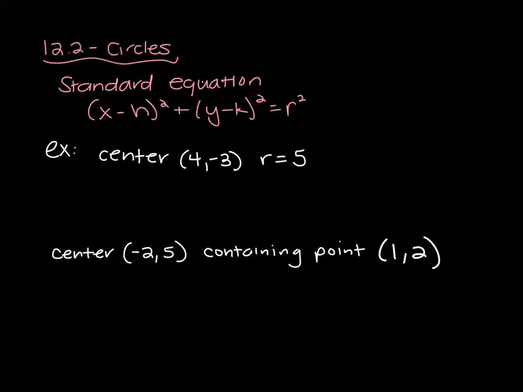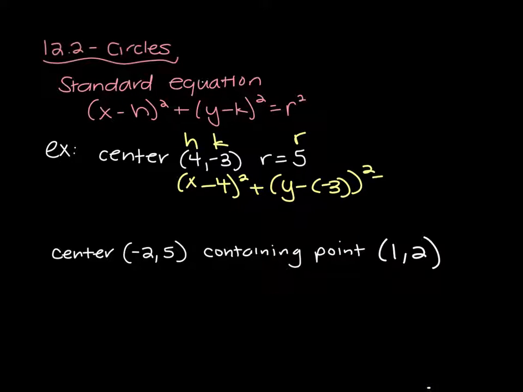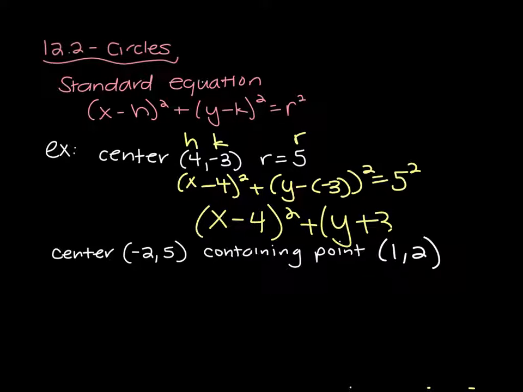So for the first one, it goes right in, right? Remember, you always change the sign. This is my h, this is my k, and this is my r, so it would be x minus 4 squared plus y minus a negative 3 squared equals 5 squared. So this is x minus 4 squared plus y plus 3 squared equals 25.